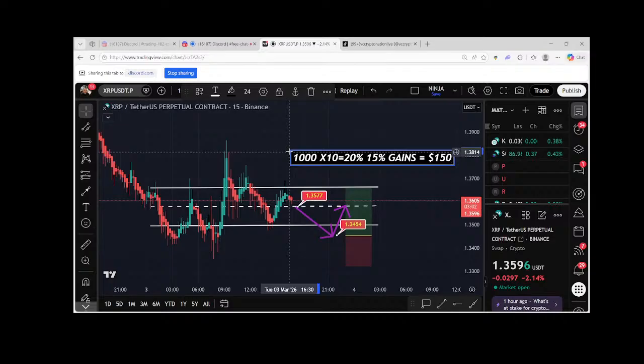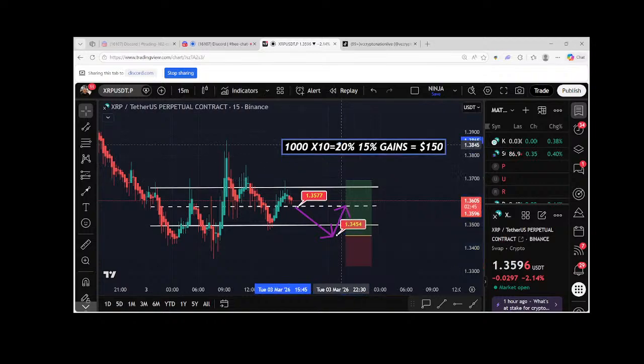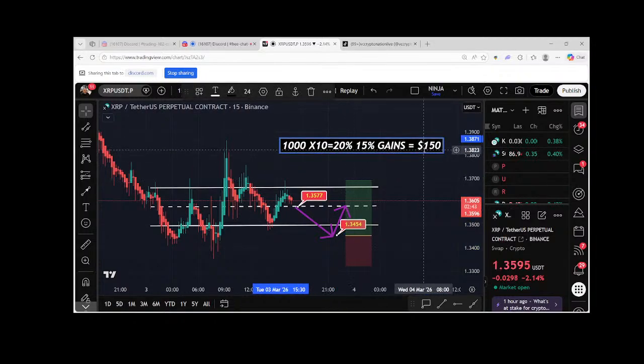So now what this does for you is that if it only goes back to its original area where you kind of were getting in, you're already up 1%, which is equivalent to 10. And if it does 25% of what you thought it was going to do, your average, that'll give you another 10. That'll give you your 20%, which will be equivalent to $150. See what I'm saying? Right.